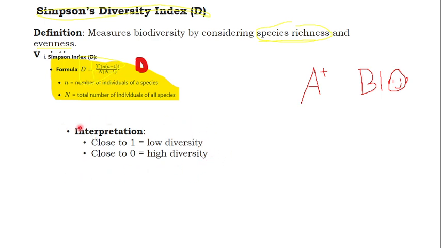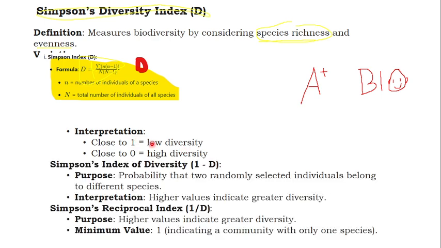Interpretation is very, very important in your exam. Once you calculate the Simpson index and get 1, oh my God, there is no diversity in this ecosystem. But if you get 0.1, it is closer to 0, so high diversity. If you get 0.8, it is closer to 1, so lower diversity.